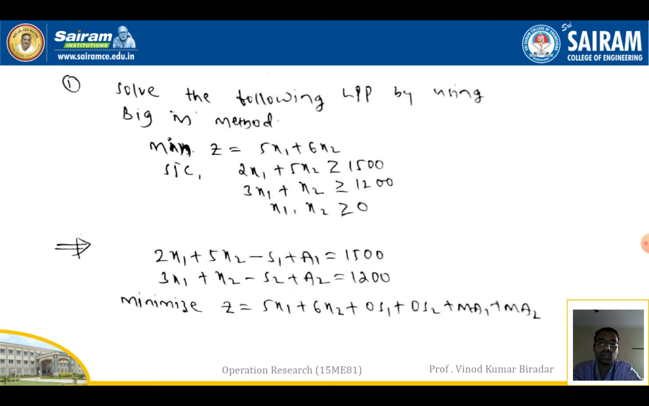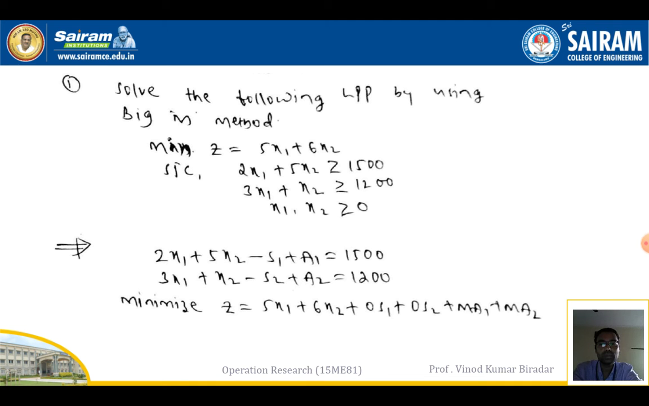So here the question is given, minimization of Z. So a minimization problem is given. Minimize Z equal to 5x1 plus 6x2, subject to the constraints 2x1 plus 5x2 is greater than or equal to 1500 and 3x1 plus x2 is greater than or equal to 1200, where x1 and x2 are greater than or equal to 0. This is a question they may ask you directly for around 14 marks. So with the help of the big M method we solve this simplex method problem.